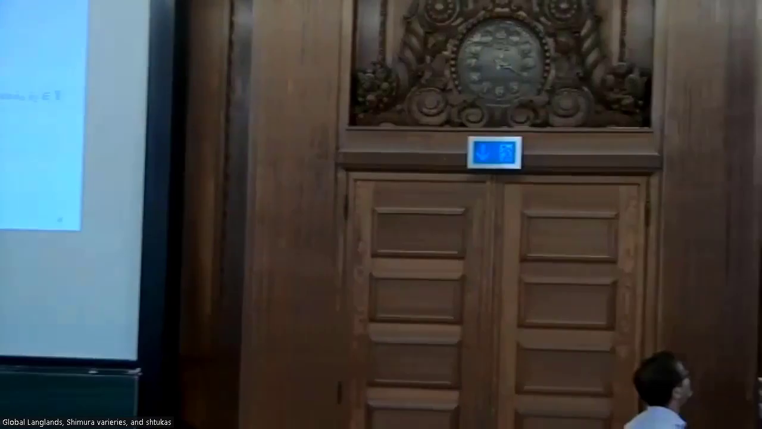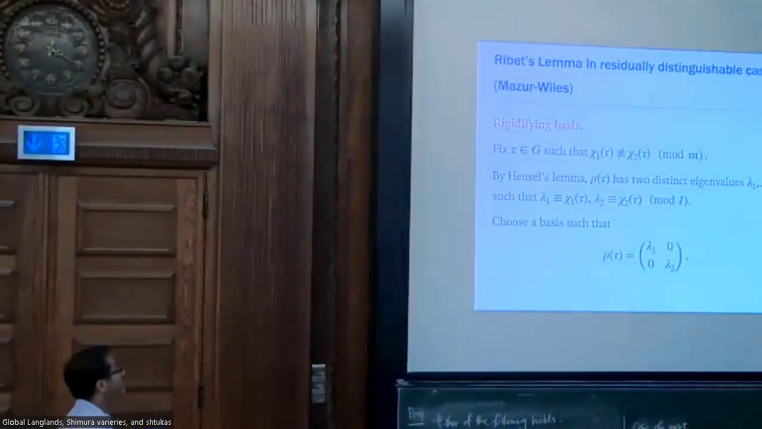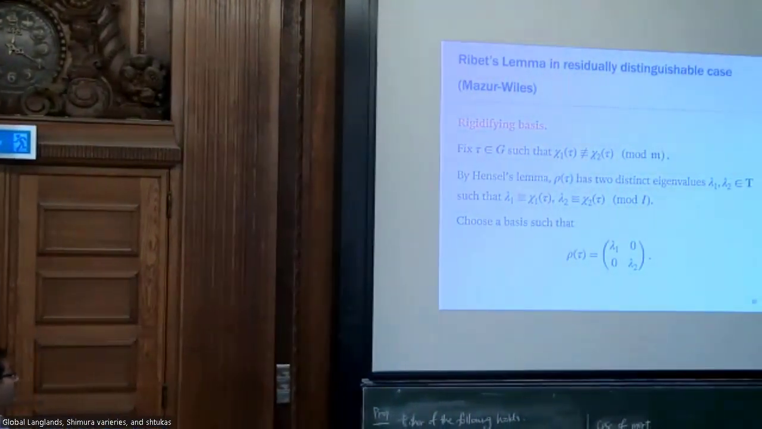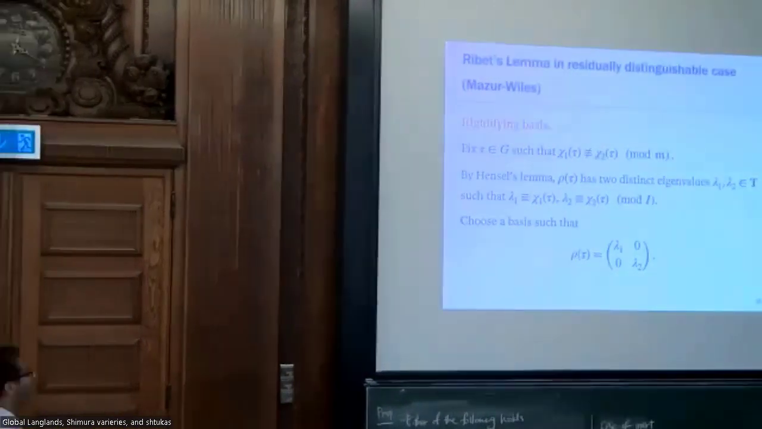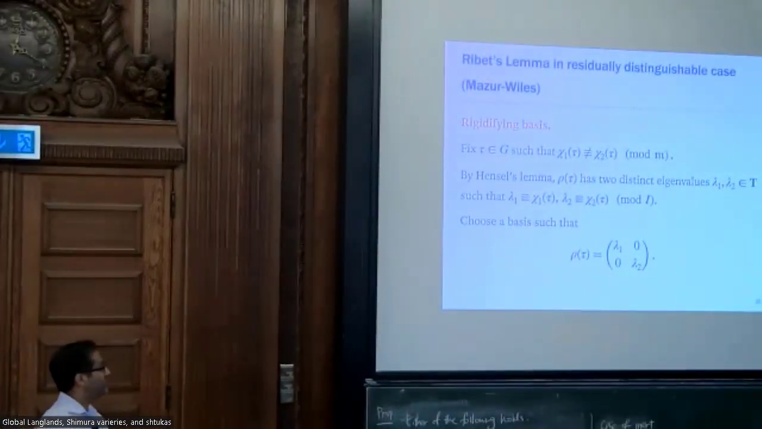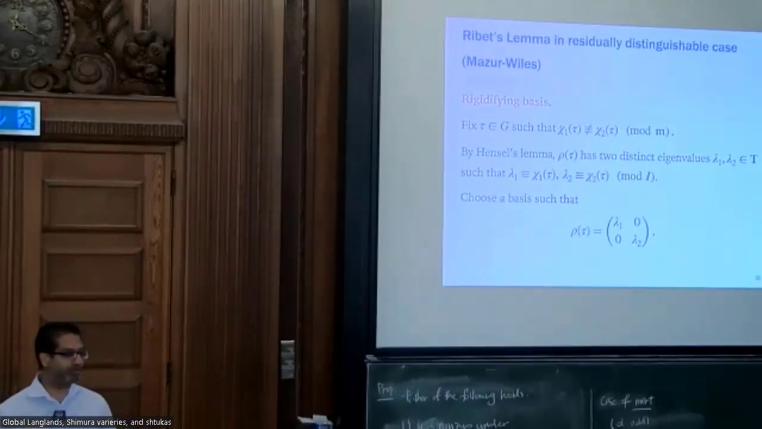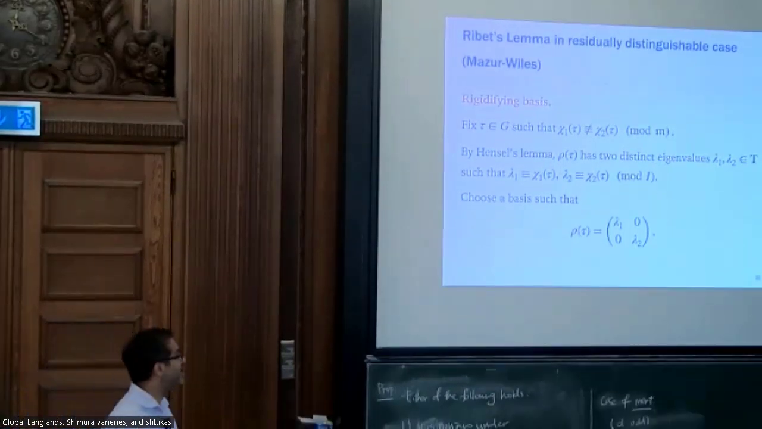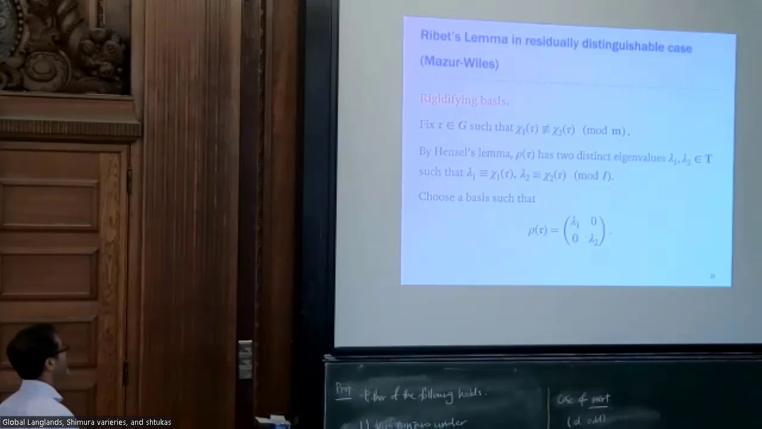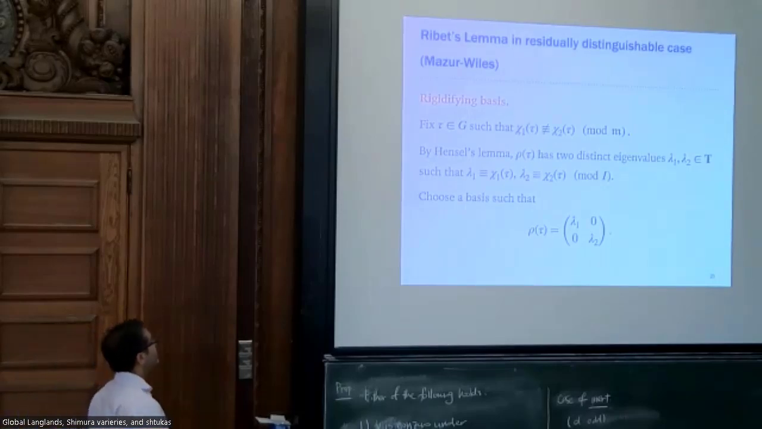Okay, so now let's do Ribet's lemma in the residually distinguishable case. This is the case of Mazur and Wiles, and this is a profoundly important argument. This construction led to the whole theory of pseudo-representations, which has played a huge role over the past several decades since Wiles introduced it. So how does this work?